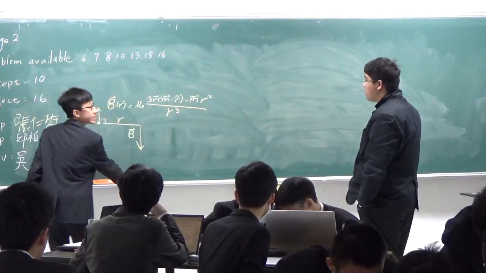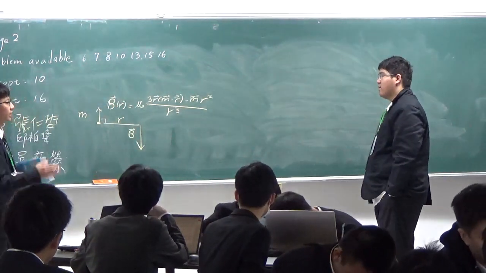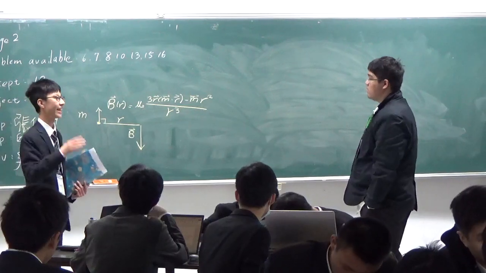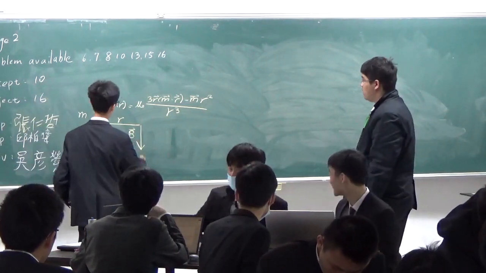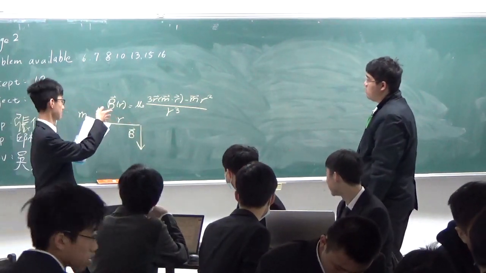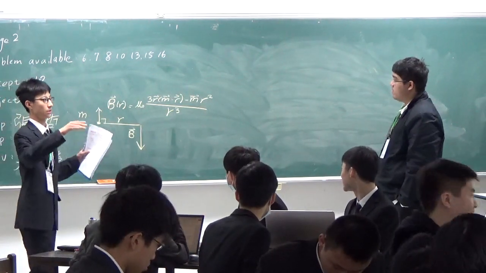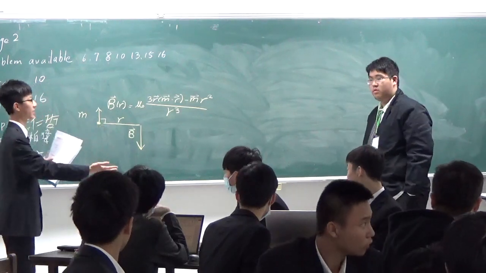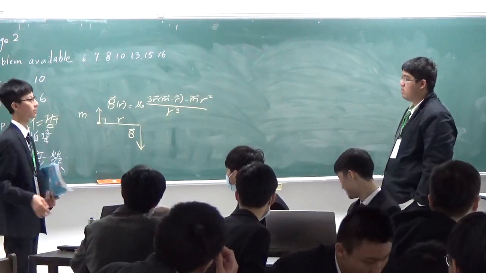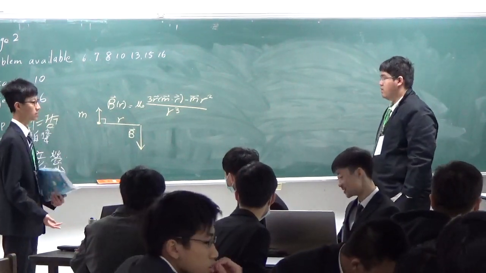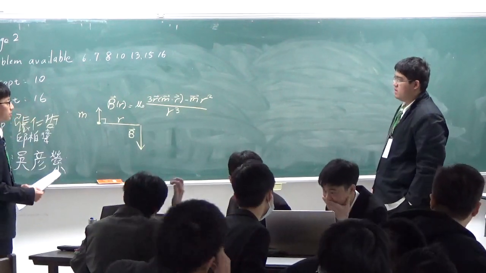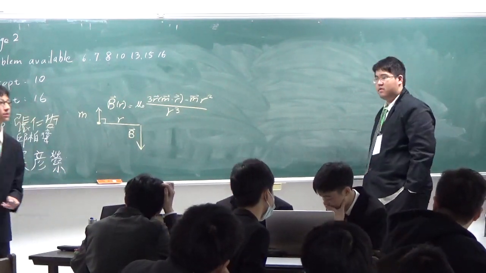So I think it's possible to calculate the R and calculate the K by comparing this single moment with your formula. We can get the K, right? Theoretically, yes, but I didn't do that.